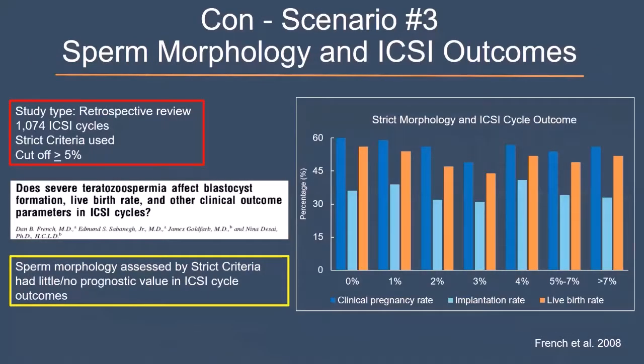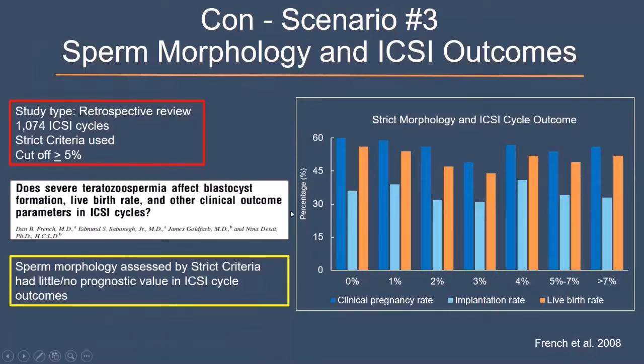In a third study, also including more than 1,000 ICSI cycles, these authors, French et al. 2008, compared the clinical pregnancy rates in patients with different levels of normal morphology. For clinical pregnancy rate, there is basically no change. The implantation rate, these light blue bars, basically no change. And the live birth rate, there was also no change.